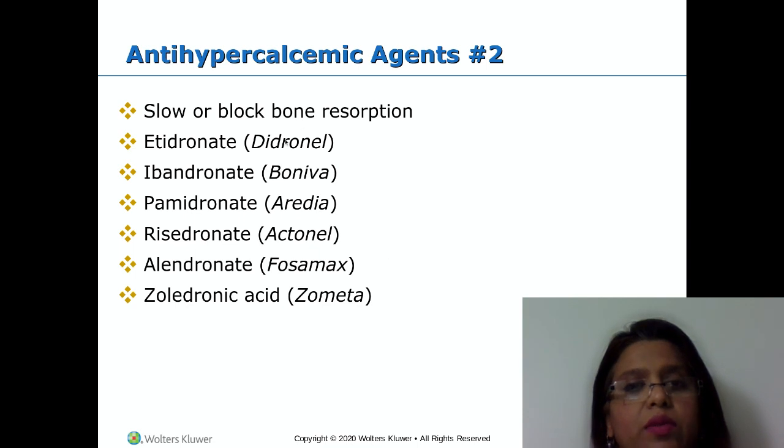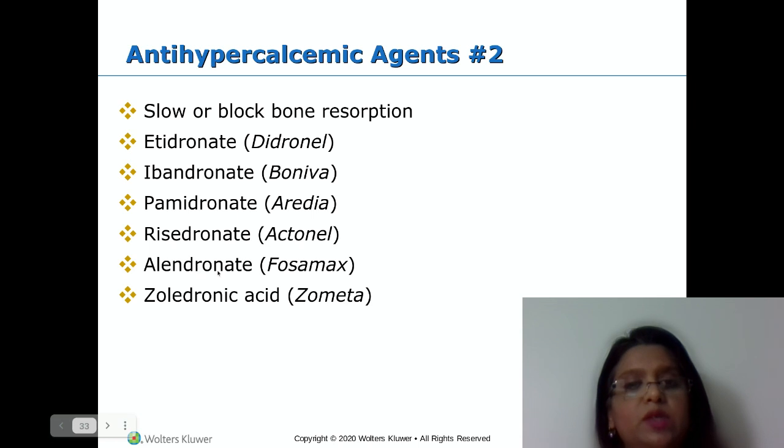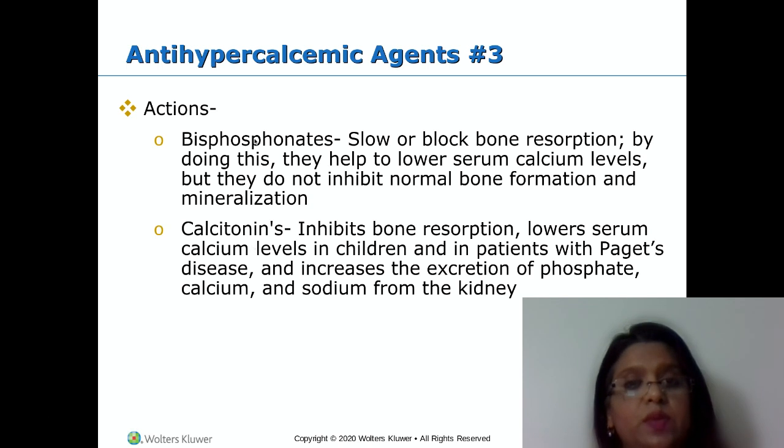Antihypercalcemic agents include those that slow or block the bone resorption, meaning they do not allow the bone to break down, slowing down bone breakdown and slowing down osteoclast activity. One of the most important ones to memorize is Fosamax, or alendronate. There are specific instructions with bisphosphonates. It blocks the bone resorption. By doing this, they help to lower the serum calcium levels, and they do not inhibit the normal bone formation and mineralization.